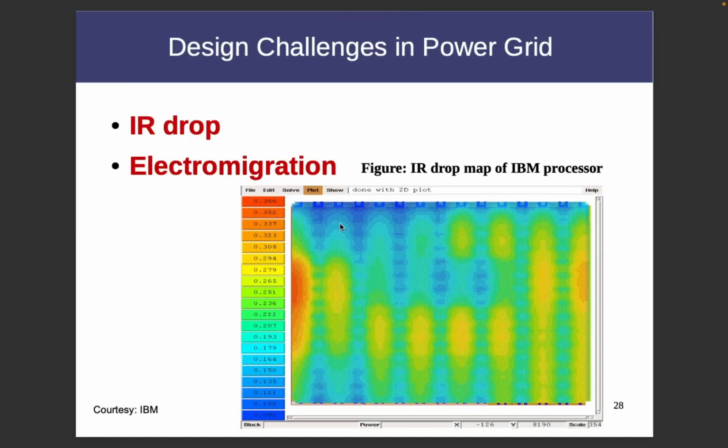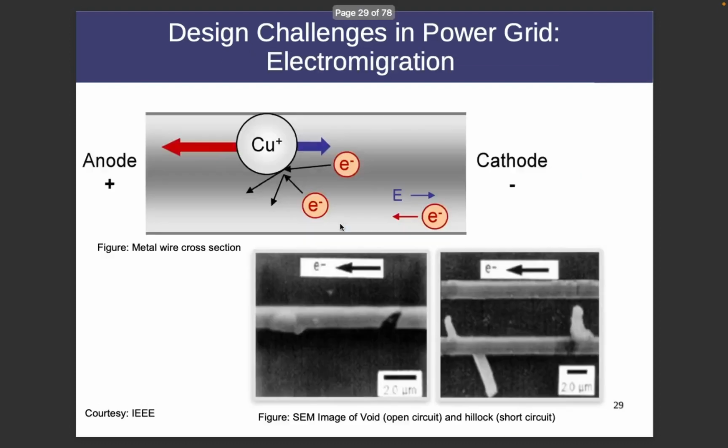So one issue I already discussed is IR drop. Another issue is electromigration. When current passes through the metal interconnects over a long period of time, it transfers momentum from the electrons to the metal atoms, and some of the metal gets displaced, and some voids and hillocks occur like this. Here you can see one void has occurred, and here you can see some hillock has occurred in the metal interconnects.